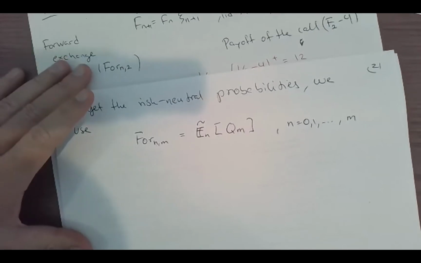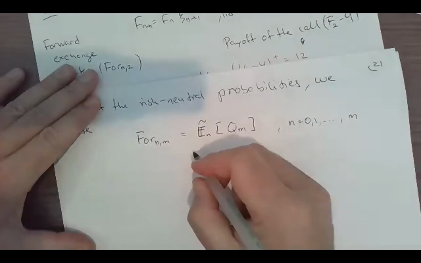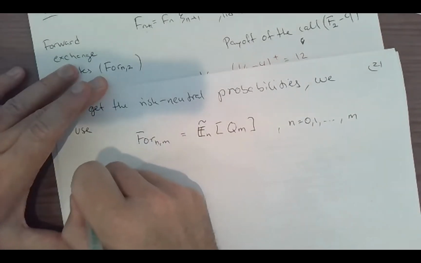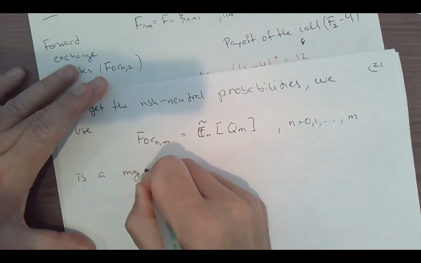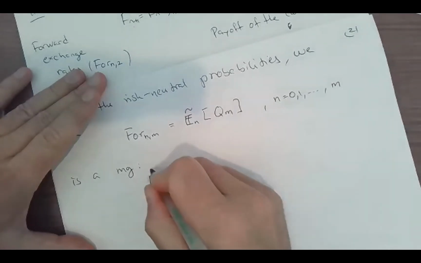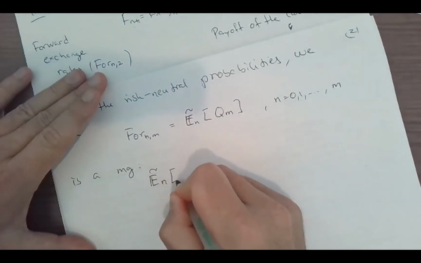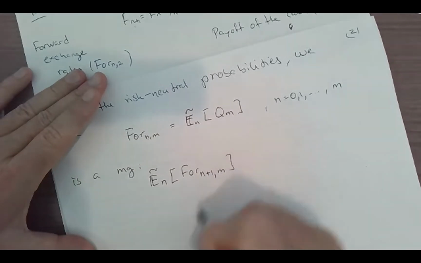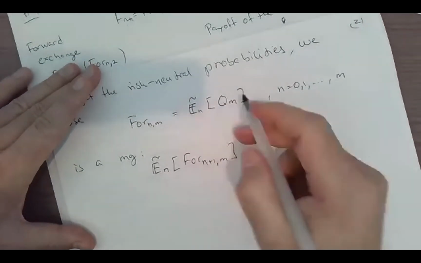Which means that this is a martingale. Right? Remember the argument for why this is a martingale, because of iterated expectation. So if you look at the forward at time n plus 1, you plug in the definition.